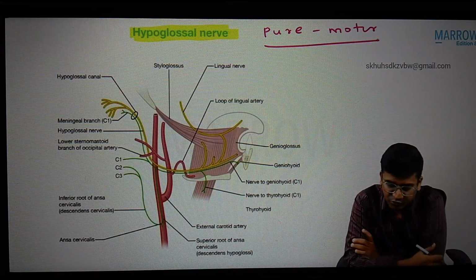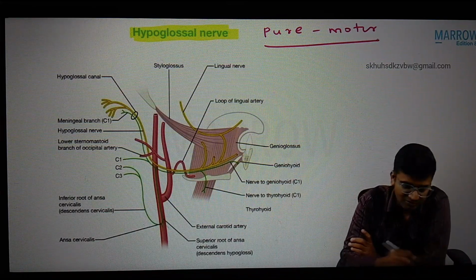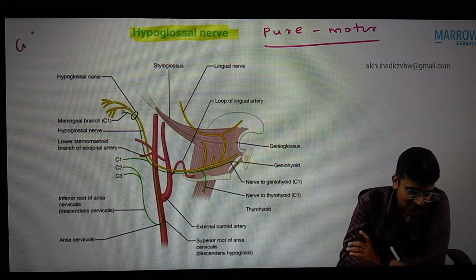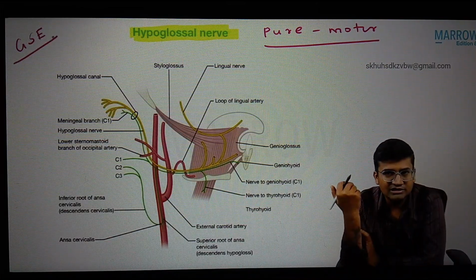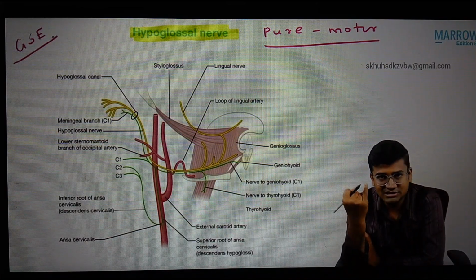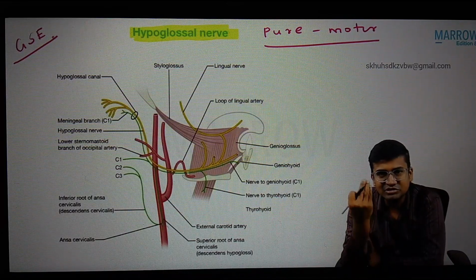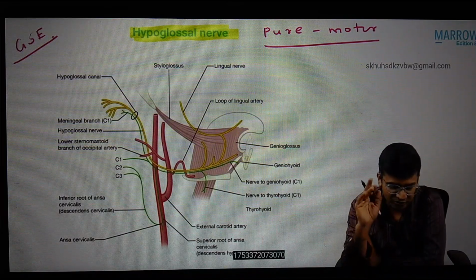Now, the hypoglossal nerve is a pure motor nerve. What is the functional column? It contains the general somatic efferent, GSE, column. The GSE column contains the third nerve nucleus, fourth nerve nucleus, sixth nerve nucleus, and 12th nerve nucleus. I hope you know that.